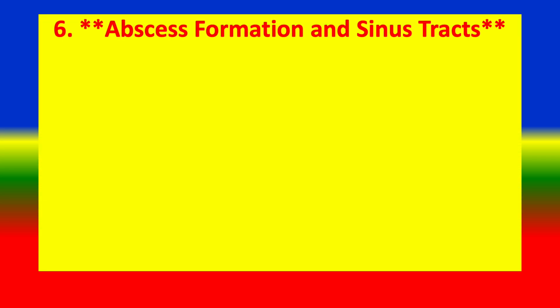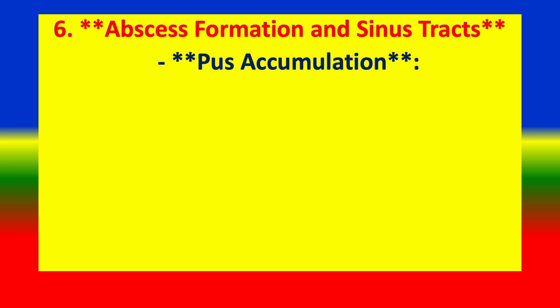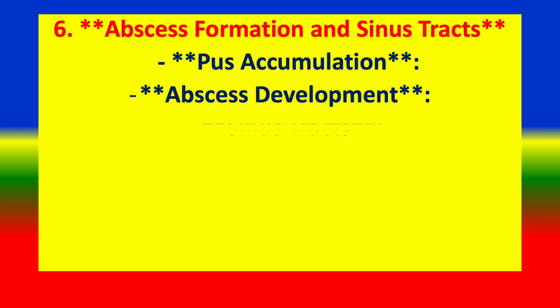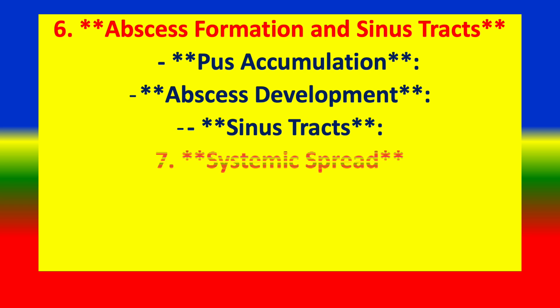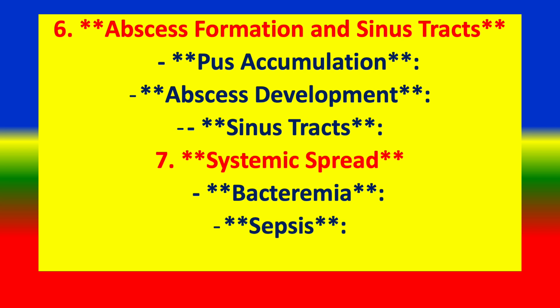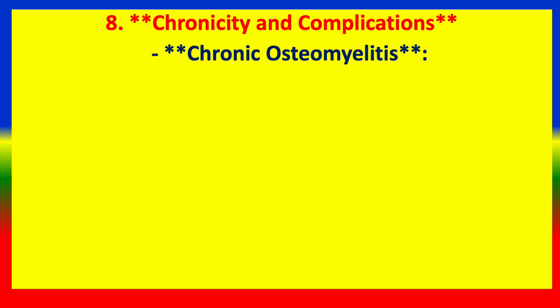7. Abscess formation and sinus tracts. Pus accumulation, abscess development, sinus tracts. 8. Systemic spread. Bacteremia. Sepsis. 9. Chronicity and complications. Chronic osteomyelitis. Complications.